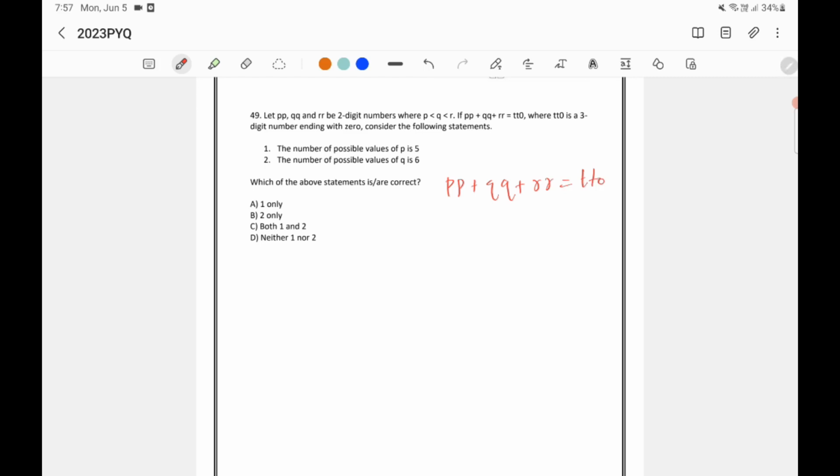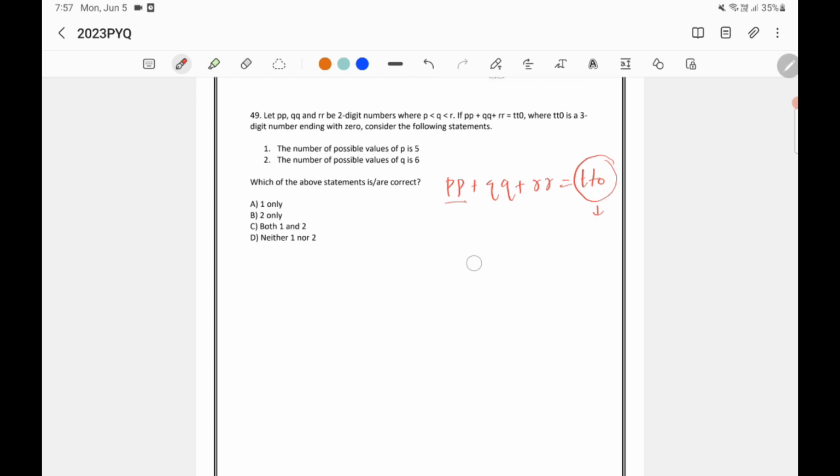Here what you need to understand is that which is the maximum 2-digit number, it is 99. So let's say that all these are 99. If I add 3 99s together, you will get 297, right? So the maximum value of TT0 will be 297. TT0 will be less than 297, right? Because even if you are using the greatest 2-digit number, you will only get 297. So TT0 is less than 297.